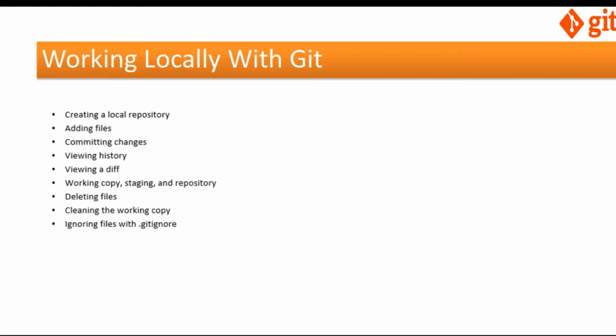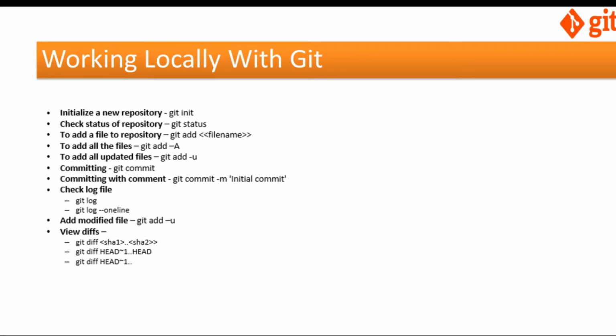After that, we have working locally with Git: creating a local repository, adding files, committing changes, viewing history, viewing differences between the working copy, staging area and repository, deleting files and cleaning the working copy, and how to ignore files with .gitignore. You create the .gitignore file and put in, let's say, *.class. Files you don't want to check in will be ignored. It will not allow checking in those files.